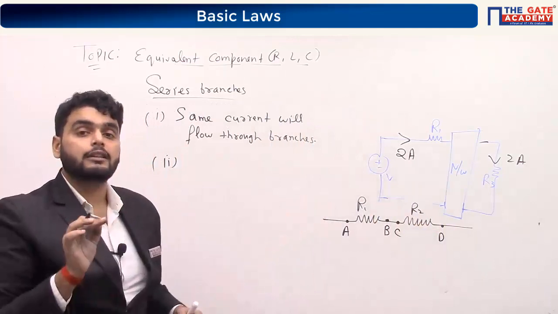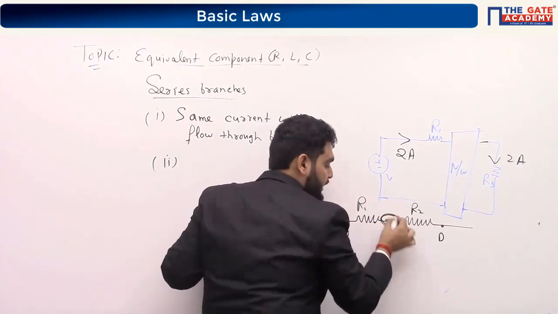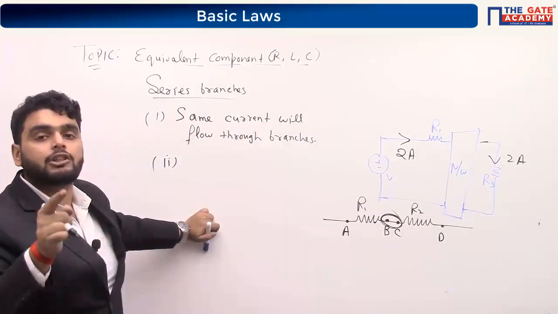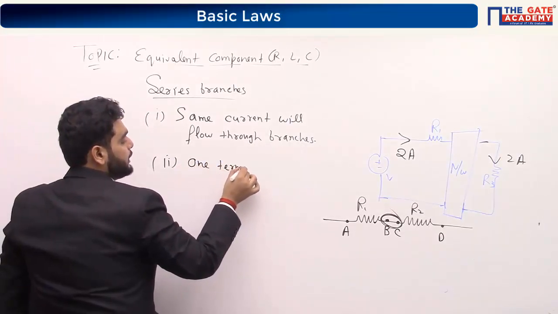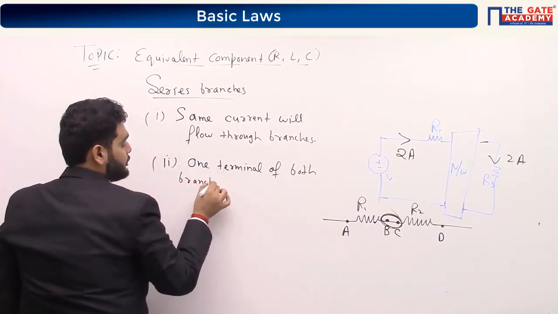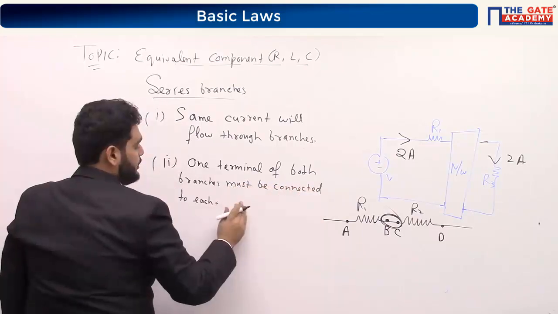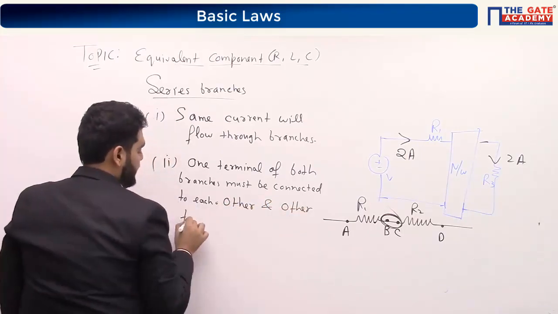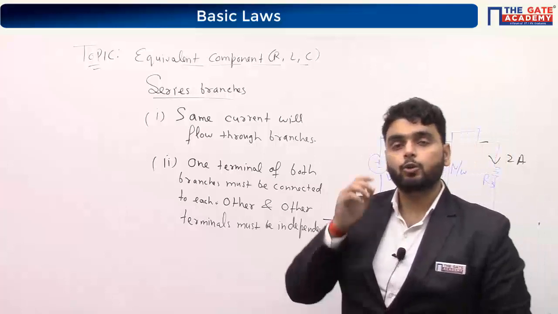So in series connection, if one terminals of both branches are connected to each other and other terminals are independent, then those branches are in series. Means one terminal of both branches must be connected to each other, and other terminal must be independent. These 2 points must be satisfied to say two branches are in series.